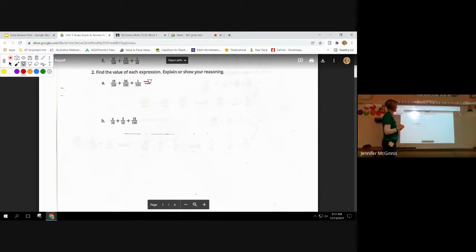Riley? The value is 46 hundredths. Is it important for you to include those hundredths? Yes. Why? Because it's the total amount. Right. If I just wrote the number 46, that's 46 whole things. And we are working with 46 hundredths, which are teeny tiny little pieces, right? Very good.